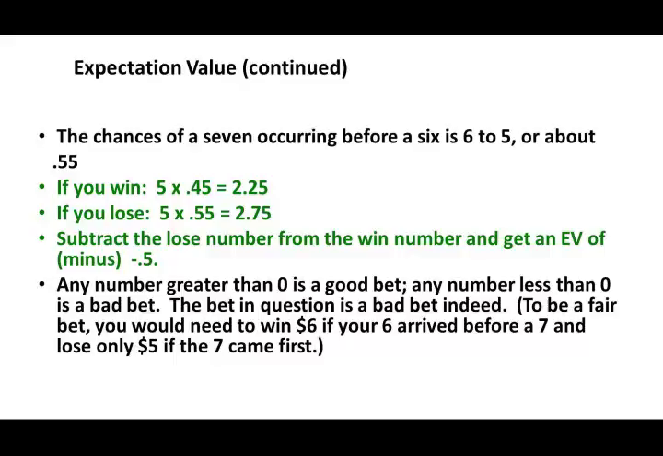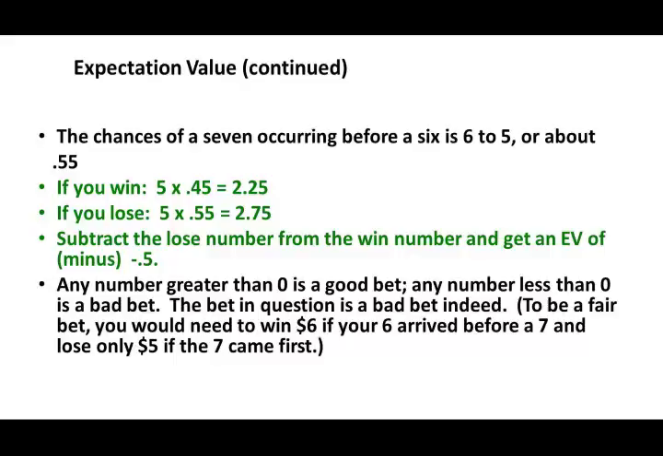Well, they're going to be the converse. Rather than 55%, it's going to be 45%. Okay? So now, how do we determine our expected value? Well, you've got to take what you win and multiply it times the odds of winning it, and then what you lose and multiply it by the odds of losing that.